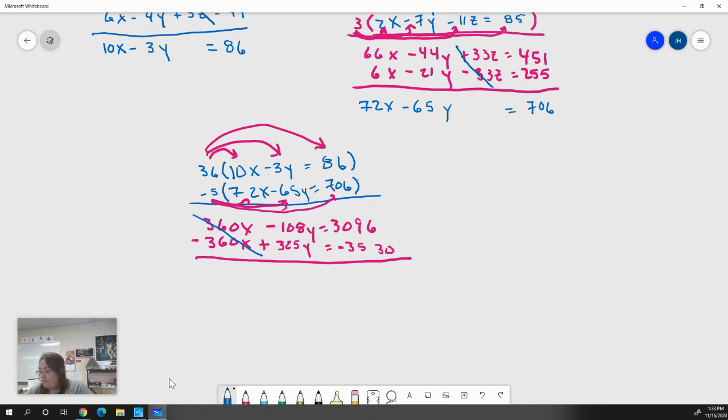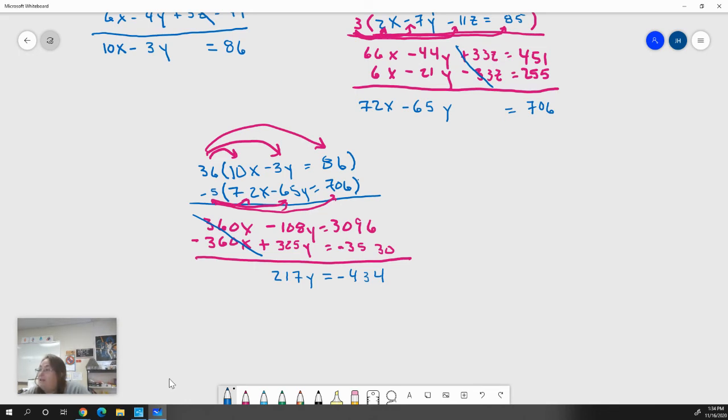Now we have negative 108y plus 325y. And we do the math and we find out that that is just 217y equals 3,096 minus 3,530. That just gives us negative 434. What's awesome about 434 and 217 is that 2 times 217 is 434.